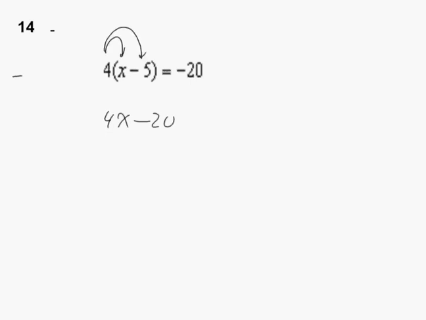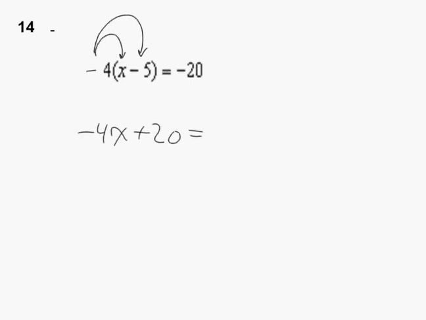The difficulty comes in the fact that I don't have 4 groups of it, I have negative 4 groups. And since I can't really model it, what I really want to think of it as being is negative 4 times x, which would be negative 4x, and a negative 4 times a negative 5, which is a positive 20. So when I expand using the distributive property, I would get that.